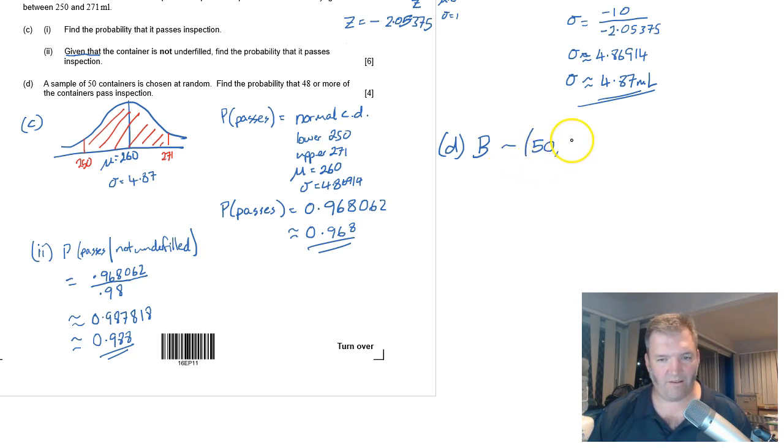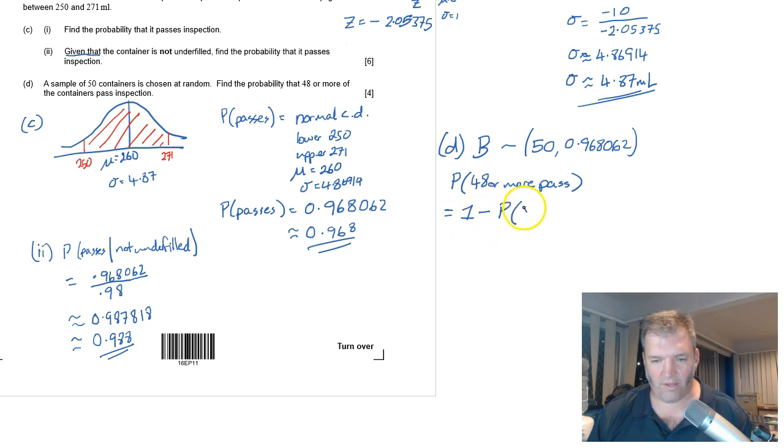So passing, we're back to the 0.968062. That was the probability it passes. It doesn't say anything about given that for this one, so you go back to the original one there. Okay, find the probability that 48 or more pass. Probability 48 or more pass. That would be the same as 1 minus the probability of obtaining less than or equal to 47.